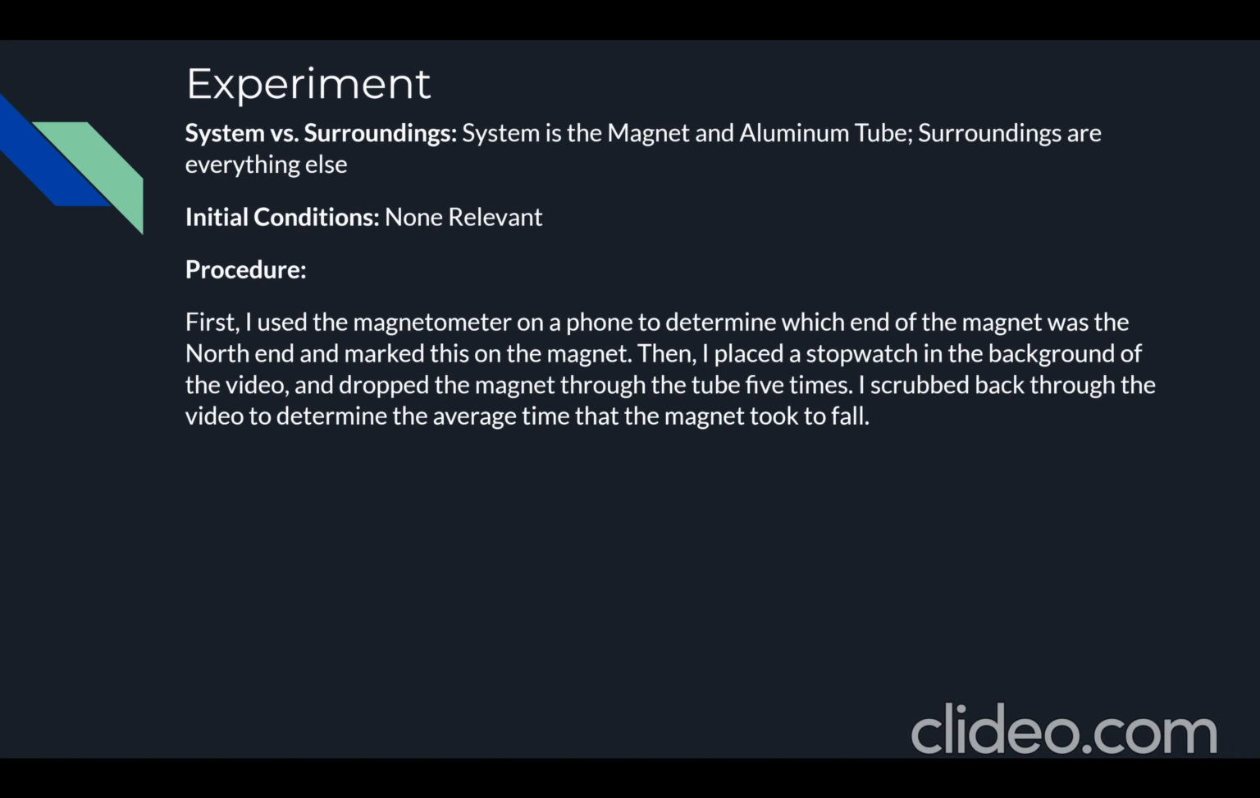So basically in this lab, we mark the north end of the magnet, and then we put a stopwatch in the background of our camera frame, then press record, drop the magnet through the tube 5 times, and then collect all that data from the videos.